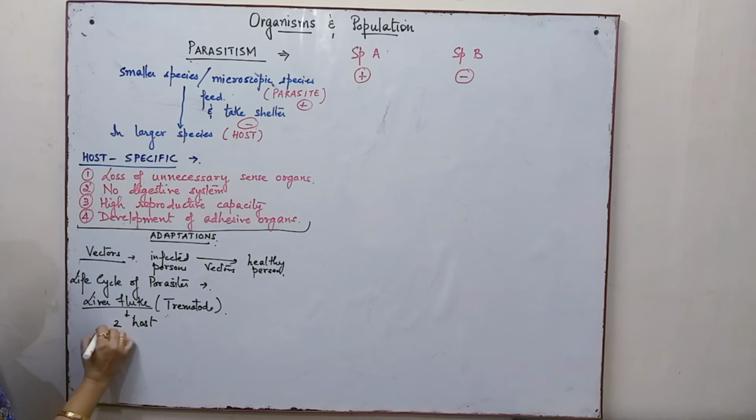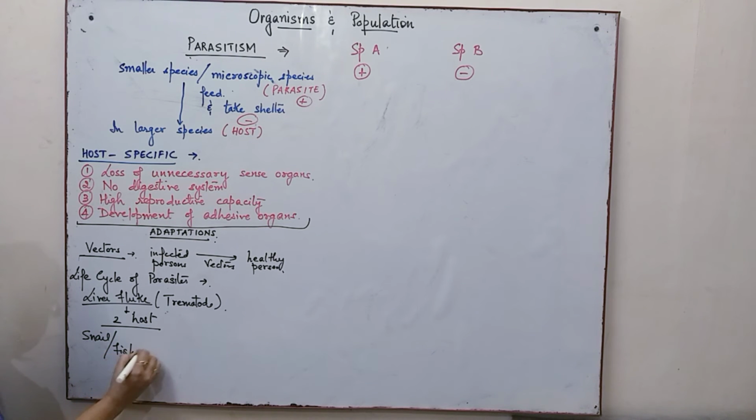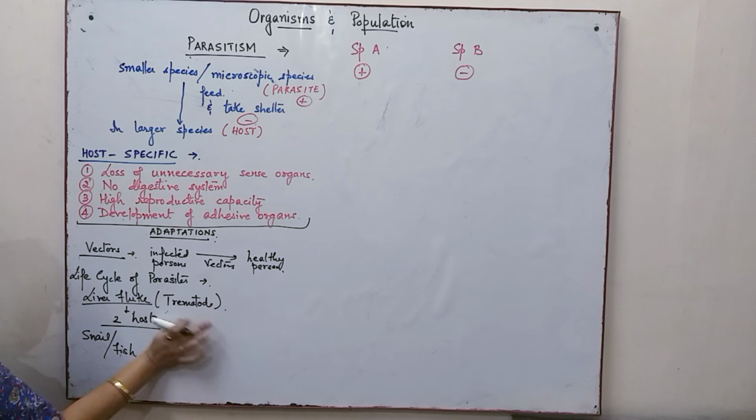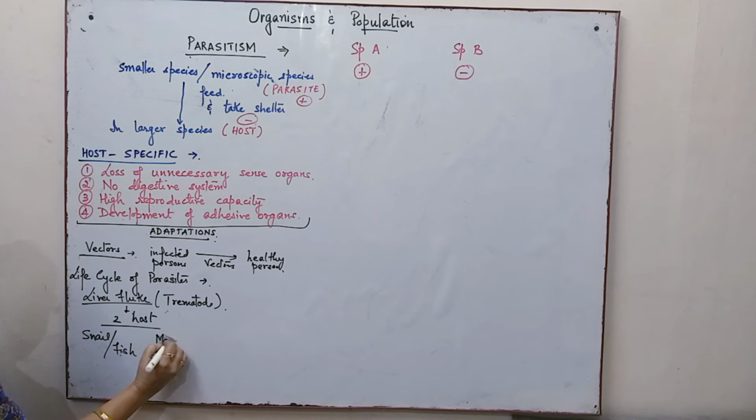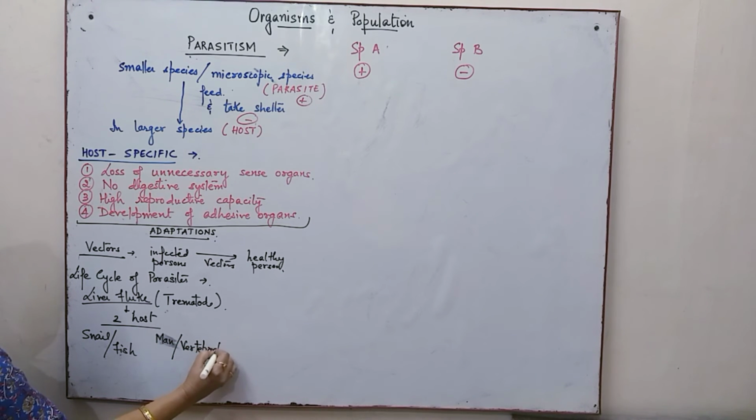Now let us try and understand what is the life cycle pattern of this particular organism. It actually has two hosts, and one of the hosts may be the snail or the fish, and the second host is the man or any vertebrate. And the vertebrate is the primary host.